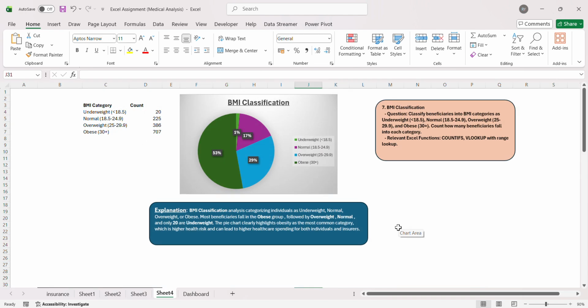We are on the next question, which is BMI classification. This analysis categorizes individuals as underweight, normal, overweight, or obese. Most beneficiaries fall in the obese group, followed by overweight, normal, and only 20 are underweight. The pie chart clearly highlights obesity as the most common category, which means higher health risk and can lead to higher healthcare spending for both individuals and insurers.